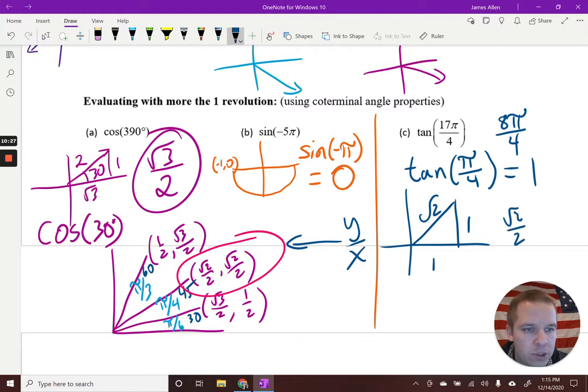root 2 over 2 from your y times 2 over root 2. Everything's going to cancel. And again, we're still going to get 1 for our answer. All right. Lovely. Couple different ways of attacking it, right? Always good to have a few different ways.